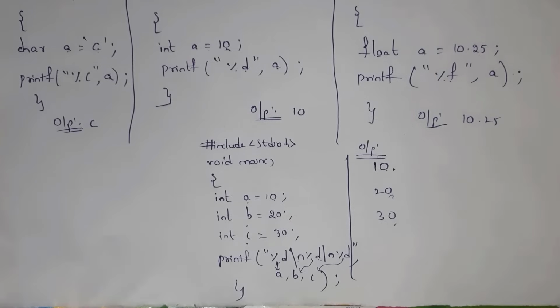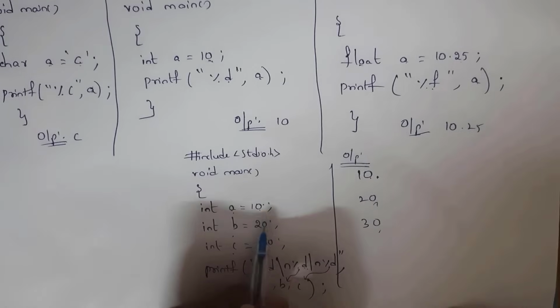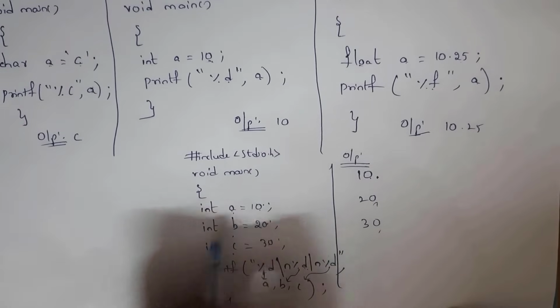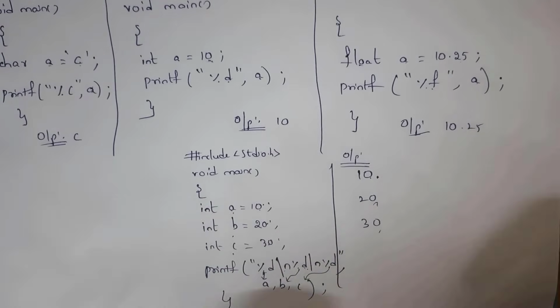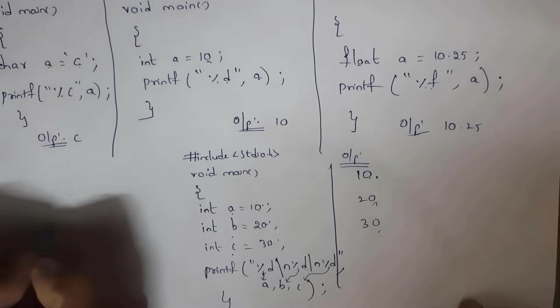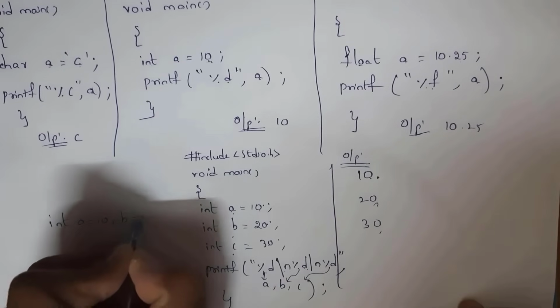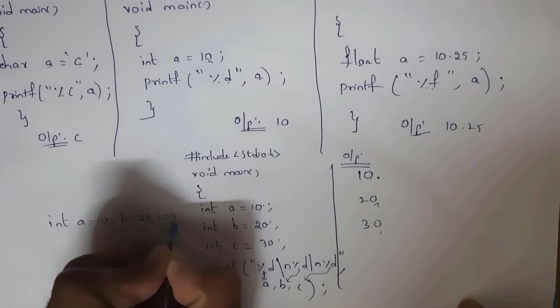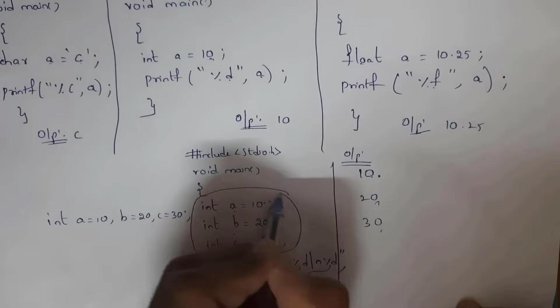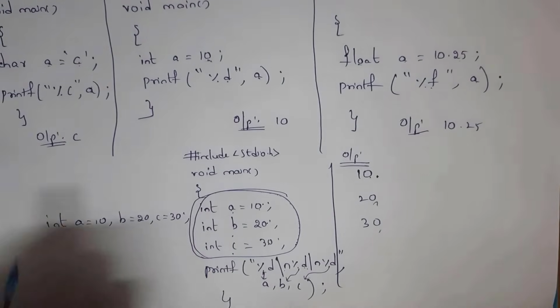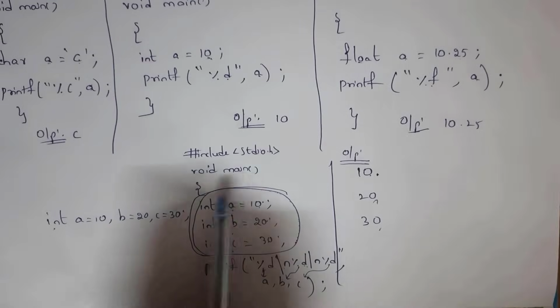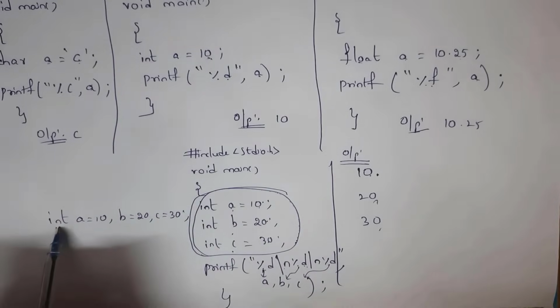Whenever you execute this program, you will get output as 10, 20, 30. Guys, these 3 are of similar data type, that is int. So instead of writing like this, you can also write like this: int a equal to 10, comma, b equal to 20, comma, c equal to 30, semicolon. Instead of taking 3 data types for 3 variables, you can also take a single data type, because all these are of similar data type. So I took here a single data type.